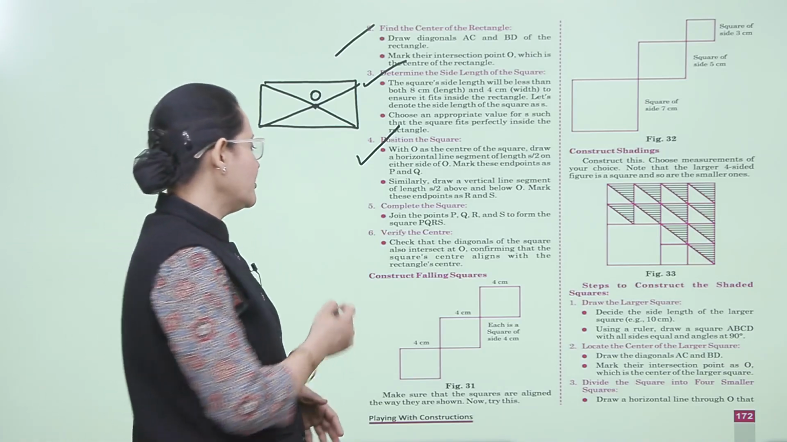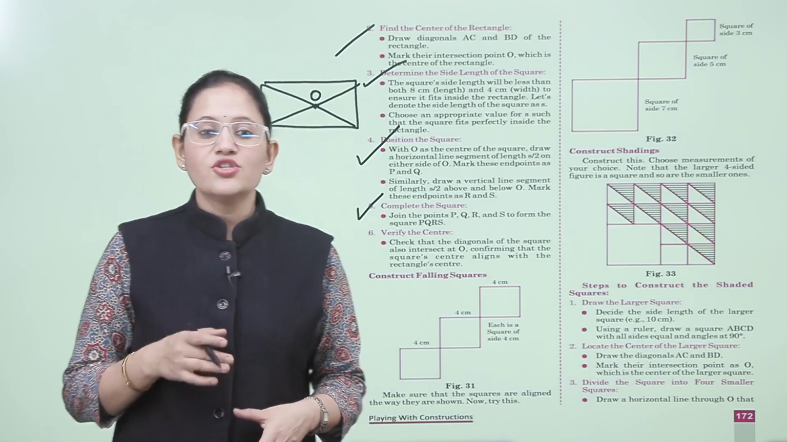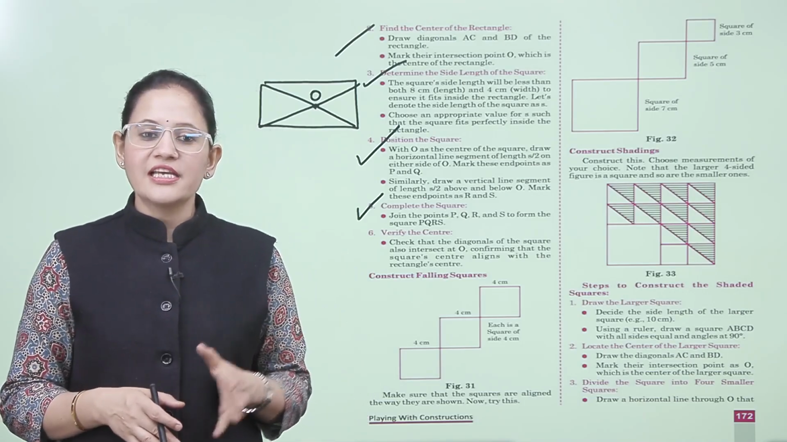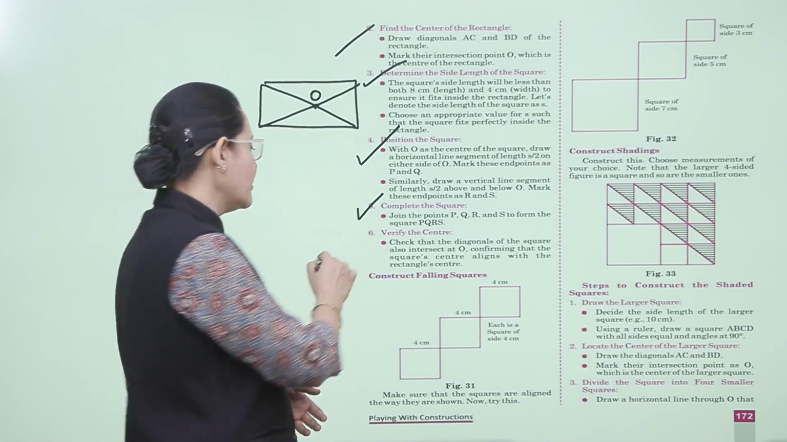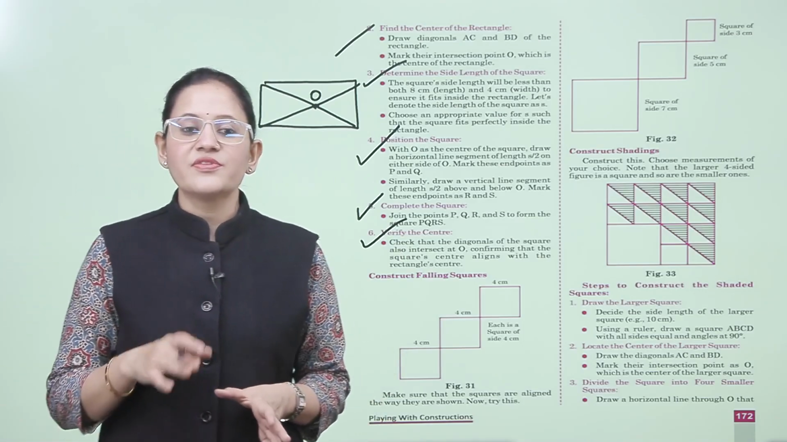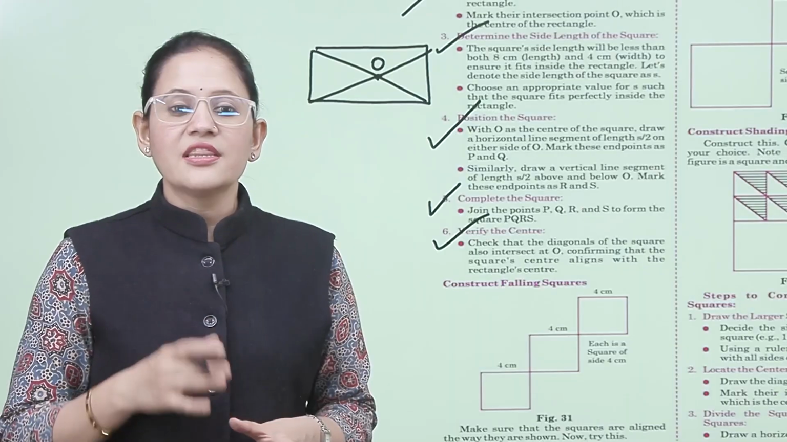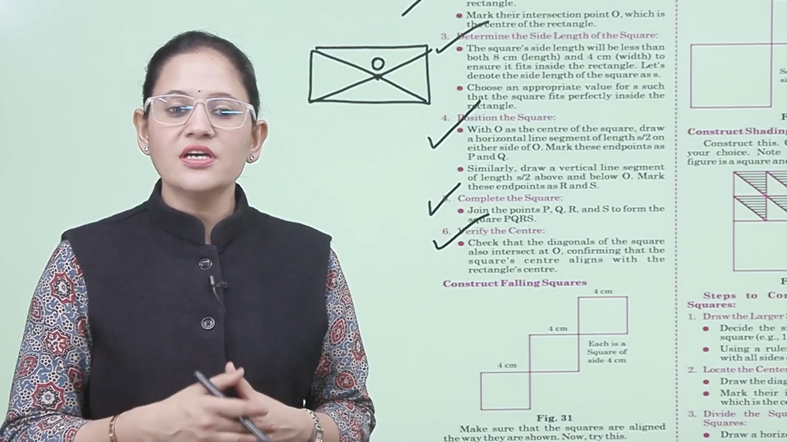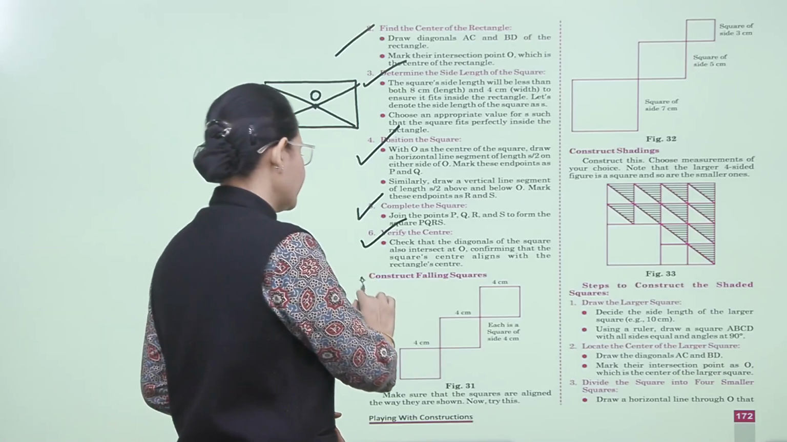Next, complete the square. Join the points P, Q, R and S to form the square PQRS. Now, we have to verify the center. We have to check whether the diagonals of the square also intersect at O, confirming that the square center aligns with the rectangle center. Next is construct falling squares.